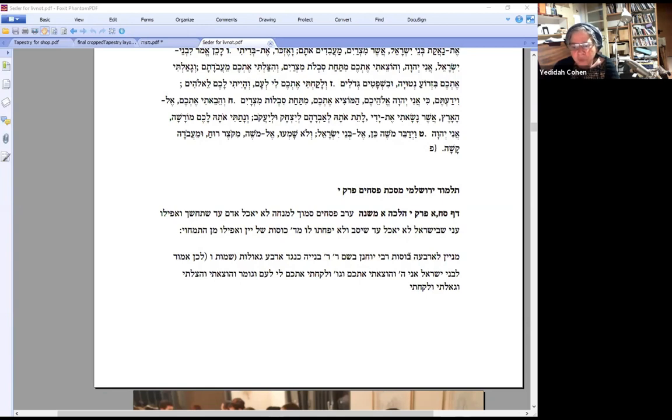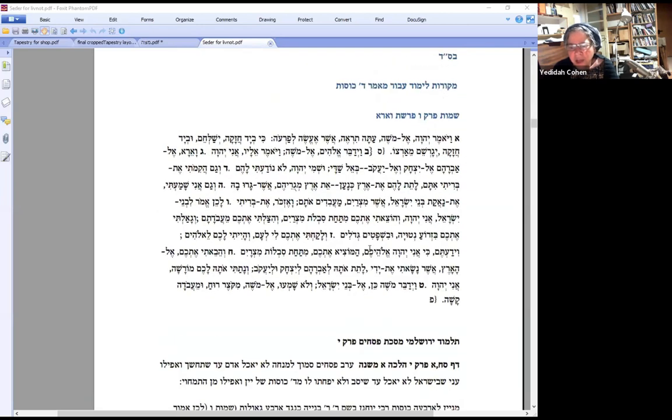Why do we have 4 cups? Rabbi Yochanan said in the name of Rabbi Benaiah, these are for the 4 expressions of redemption. Okay? And here they actually have it in the Hebrew. It's for these 4 expressions of redemption, which come from Exodus. And this is what they say.